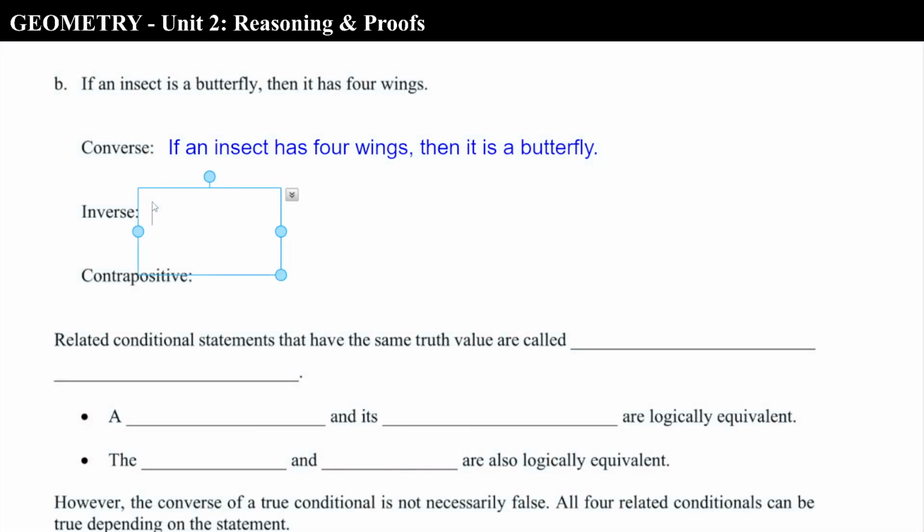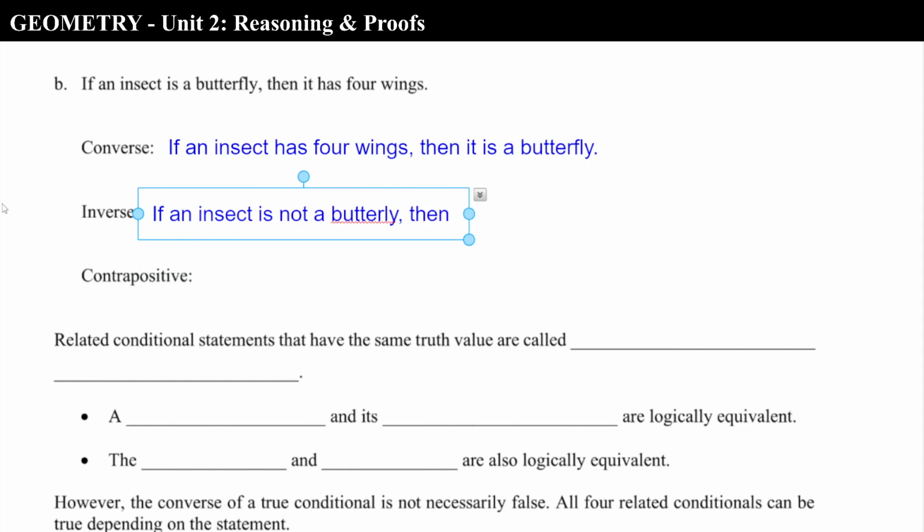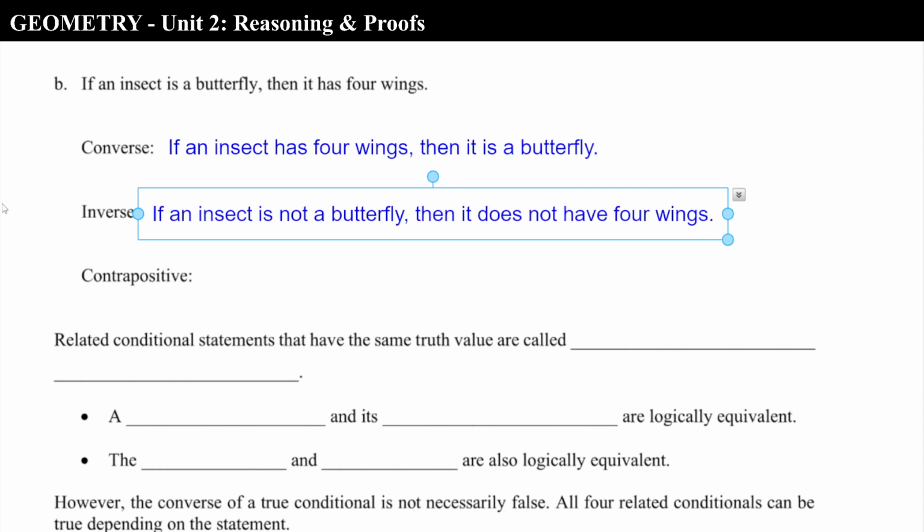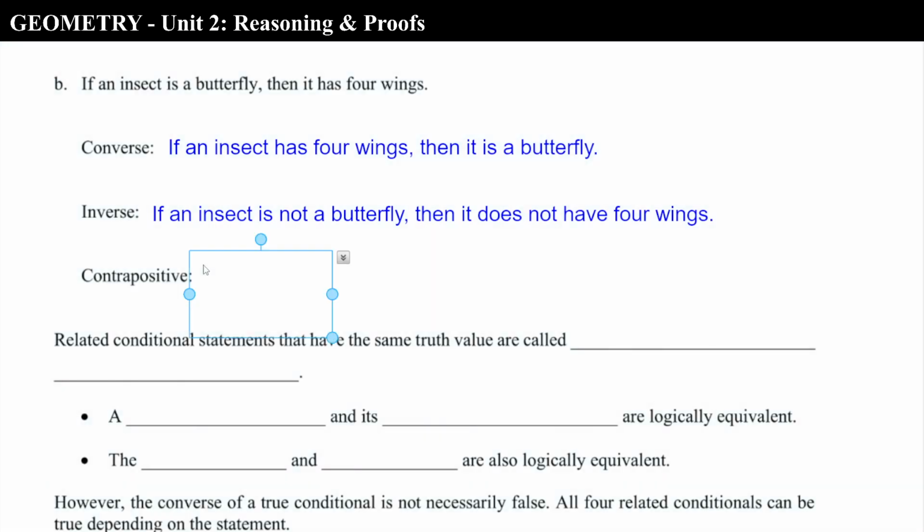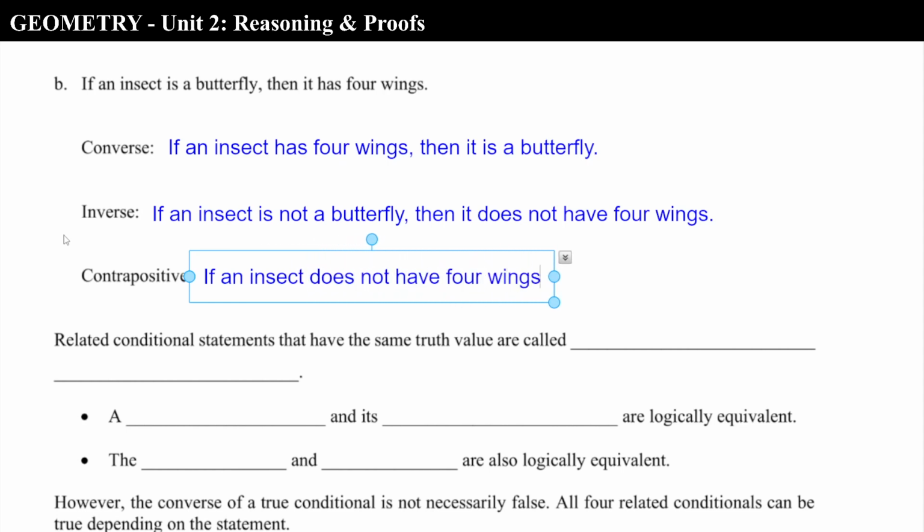The inverse, we negate both of the statements. So if an insect is not a butterfly, then it does not have 4 wings. And then for the contrapositive, remember we have to flip and negate it. So if an insect does not have 4 wings, then it is not a butterfly.